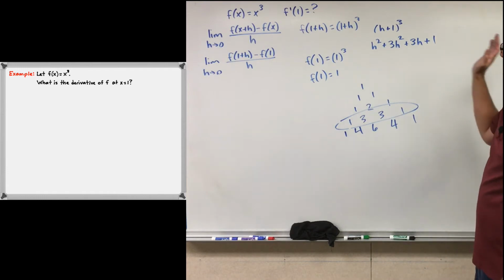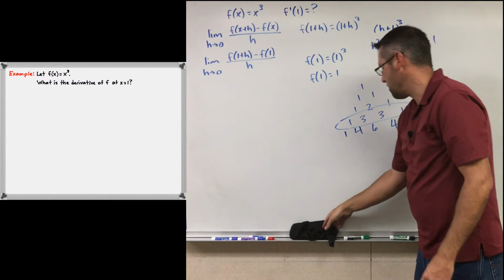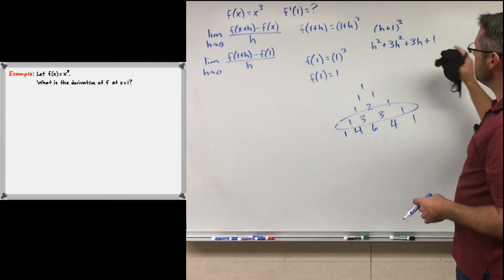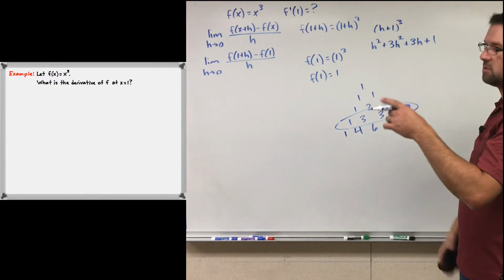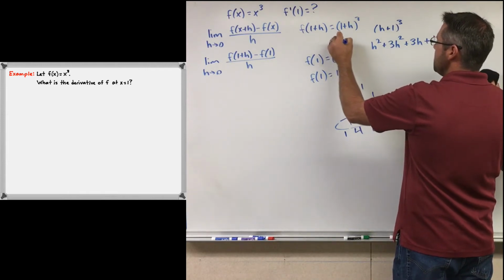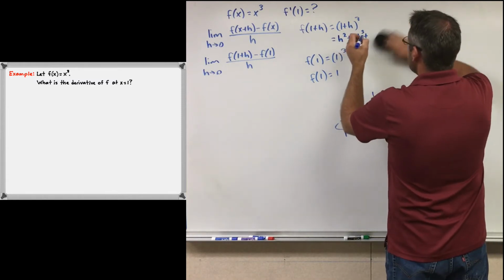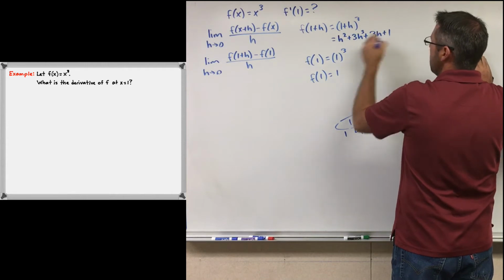Now, I don't want to get into big, long details about that if you don't see that. And you probably don't see it right away. You probably haven't been exposed to it completely. If you don't see that, then just expand it: 1 plus h times 1 plus h times 1 plus h, and simplify it. But the bottom line is this is h cubed plus 3h squared plus 3h plus 1. Okay?